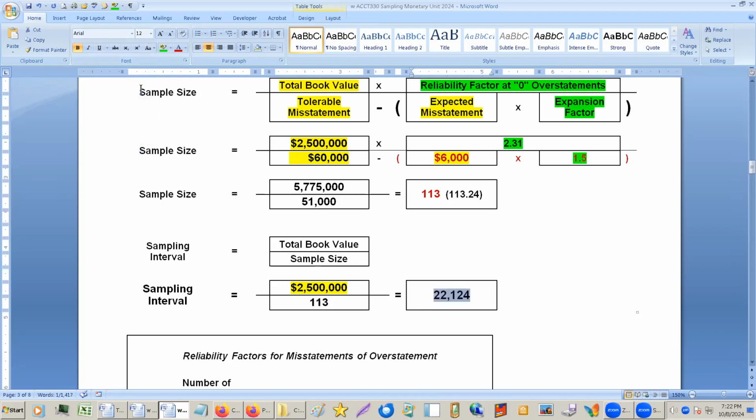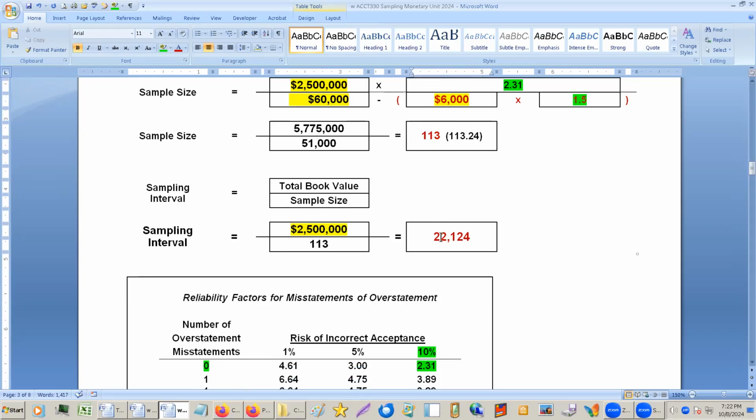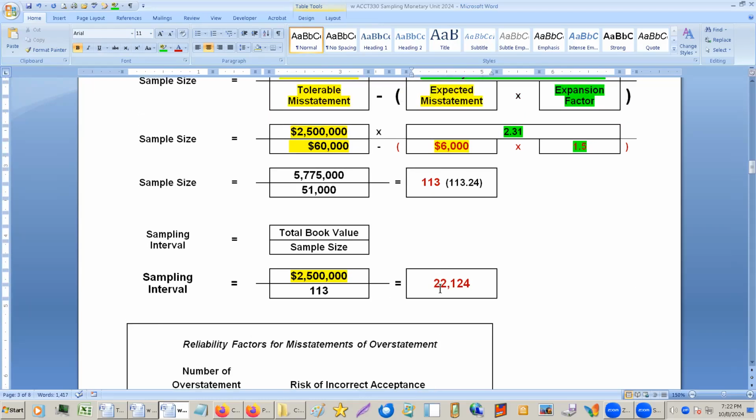So this will be our sampling interval. So we're going to take 113,000. No, we're not. 113 items. And we're going to find the first item that passes the cumulative total of 22,124. The next one would cross 44,000, 248, something like that. So every 22,124, we will pick an item.